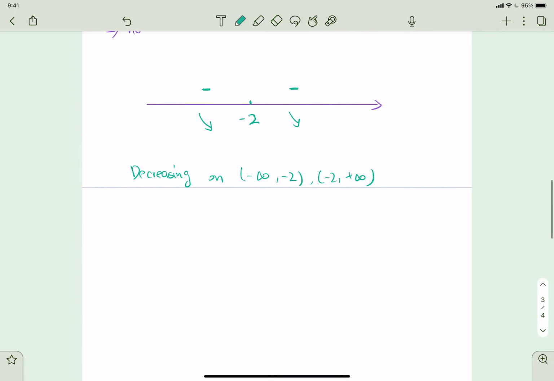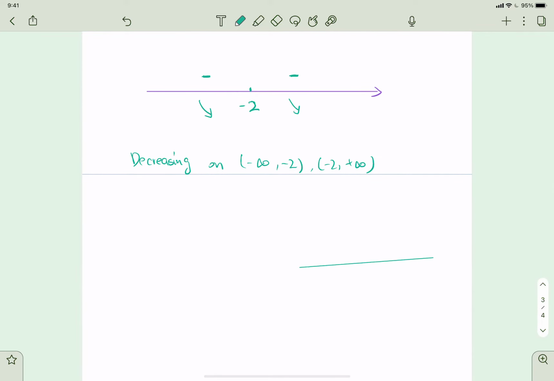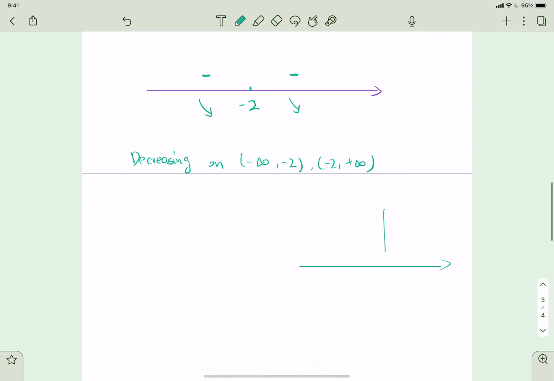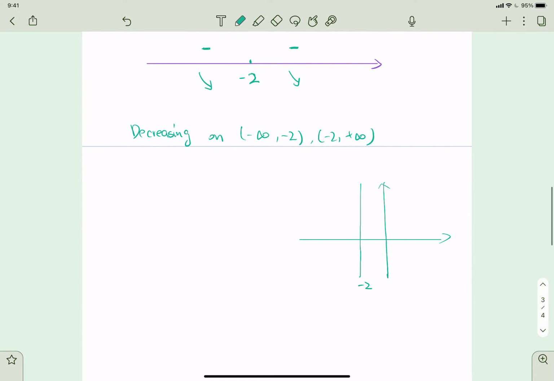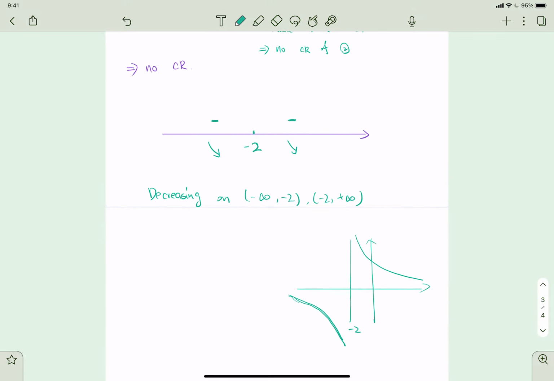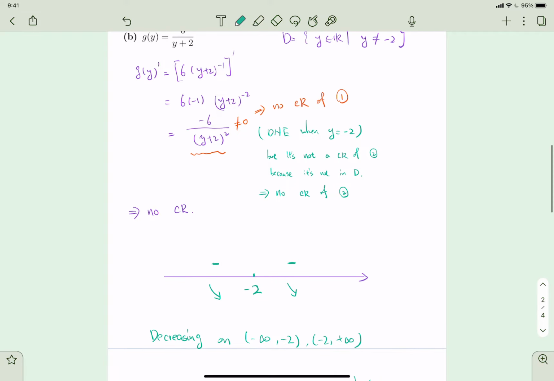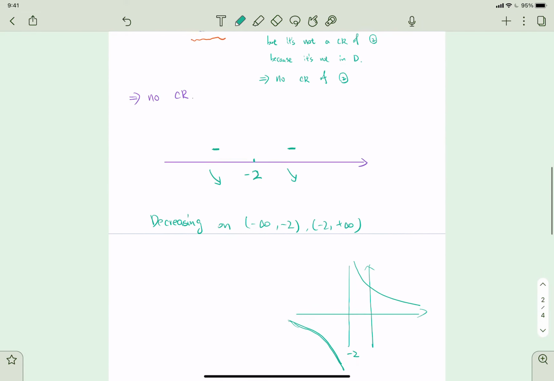Okay, if you draw the diagram, it looks like that. This is the y, the -2 here, right? And it goes like that, right? Decreasing here, decreasing there. So that is the kind of the graph of this function. It's like the reciprocal function. Okay, so that is our question B. There's no critical numbers, but it's always decreasing.